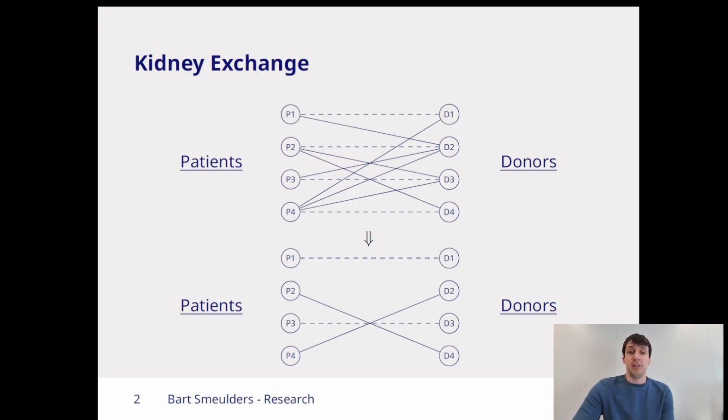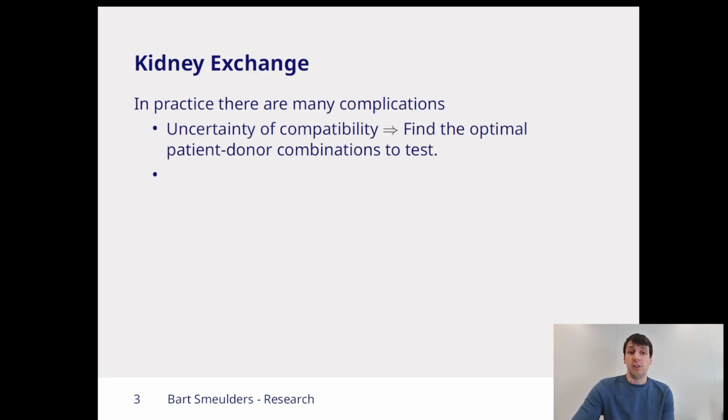In practice, kidney exchange is more complicated. One reason for this is the uncertainty of compatibility. It very often happens that a perfect matching is found, and medical tests afterwards show that some patient or donor who are scheduled to be transplanted are not compatible after all.